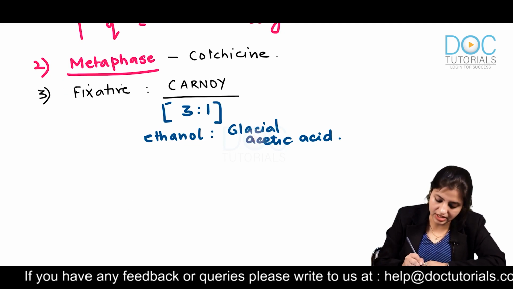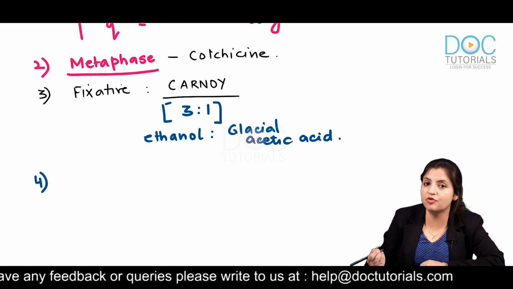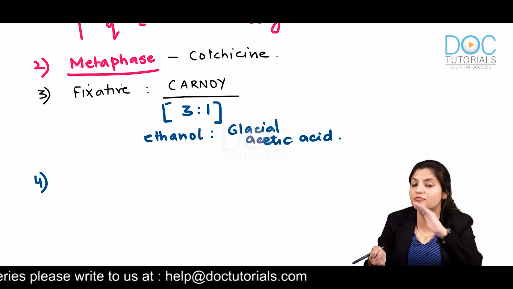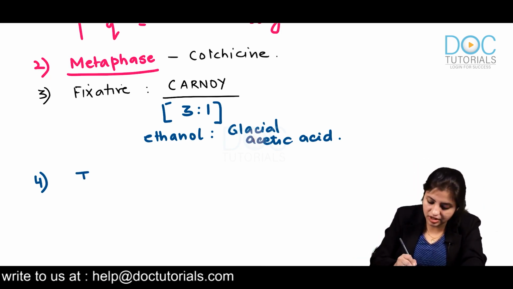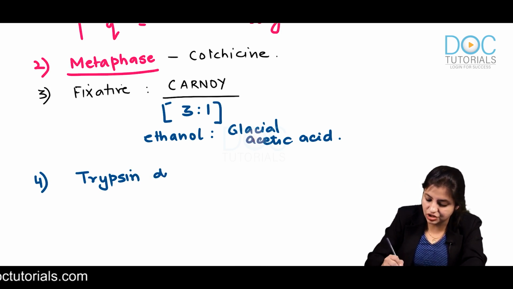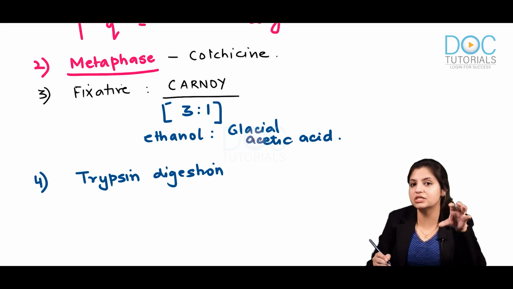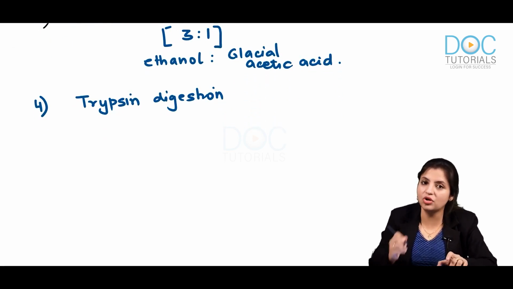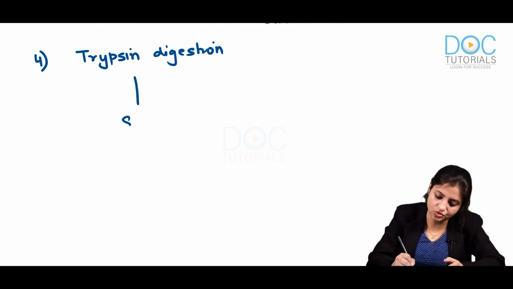Once you have fixed it, now you have to stain it. But before staining, there are a lot of unwanted proteins which will give you a lot of background staining. Therefore, you always have to do a trypsin digestion. Trypsin eats up the unwanted proteins and doesn't give you background staining. Only once you've done all these steps can you proceed to staining.